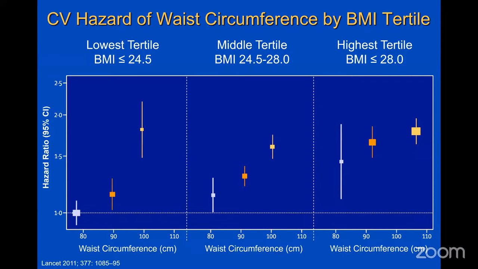And here's the data. This is the CV hazard. Lowest tertile of BMI, but a high waist circumference. Look at the hazard ratio on the far left. In the middle, BMI is in kind of the mid-range, not really even the obese range. Same thing in the highest tertile. But down here, with a BMI of less than 24 and a half, if you have a high waist circumference, you are at risk. And we see this all the time.